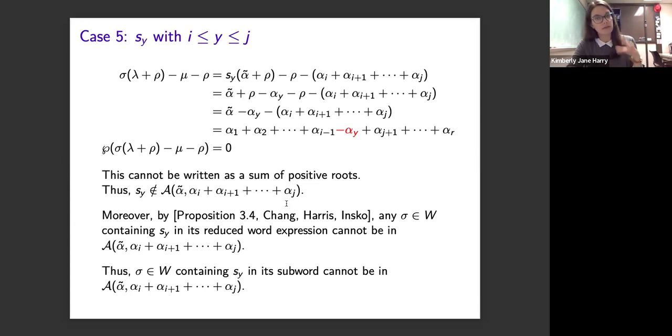So I know S sub y is not in the alternation set, and by Proposition 3.4 from Chang, Harris, and Insko, I know that if I have a sigma that contains S sub y in its reduced word expression, that is not in the alternation set. So then I can conclude that anything that has S sub y in its subword is not in my alternation set as well. So if you look at this case, it's the one I picked, but all the other cases have a very similar feel to them. You'll find a negative in front of whatever alpha that you apply with your S, so that we get a contradiction for all 5 of those cases.